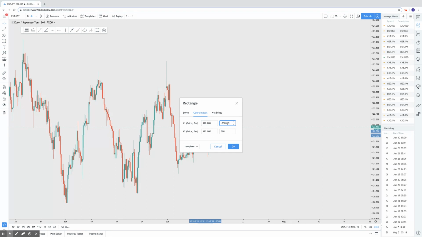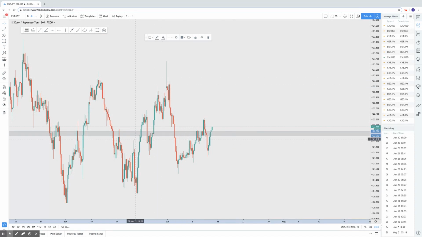So again, add some zeros. I think TradingView might have changed their rectangle tool because it's not automatically putting my zeros in. I could have definitely messed something up as well, so I won't fully blame them. So we have that zone in. This is now our zone. Okay, this is now our zone.